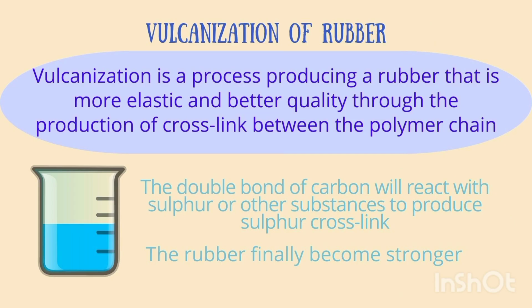Vulcanization of rubber is a process producing rubber that is more elastic and of better quality compared to natural rubber, through the production of cross-links between the polymer chains. For example, we use sulfur. The double bond of carbon will react with sulfur to produce sulfur cross-links. Then the rubber finally becomes stronger.